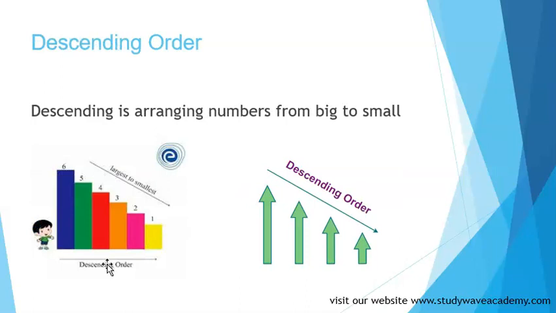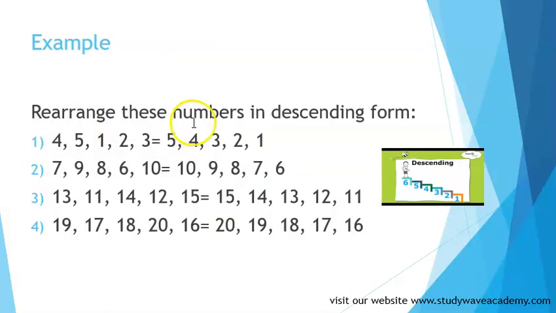We have descending order. What do we mean by descending order? Descending order is arranging numbers from big to small, like coming down from a step, from the big one to the small one. Okay, so we're going to be looking at some examples. We are to rearrange these numbers in descending order, that is from big to small.